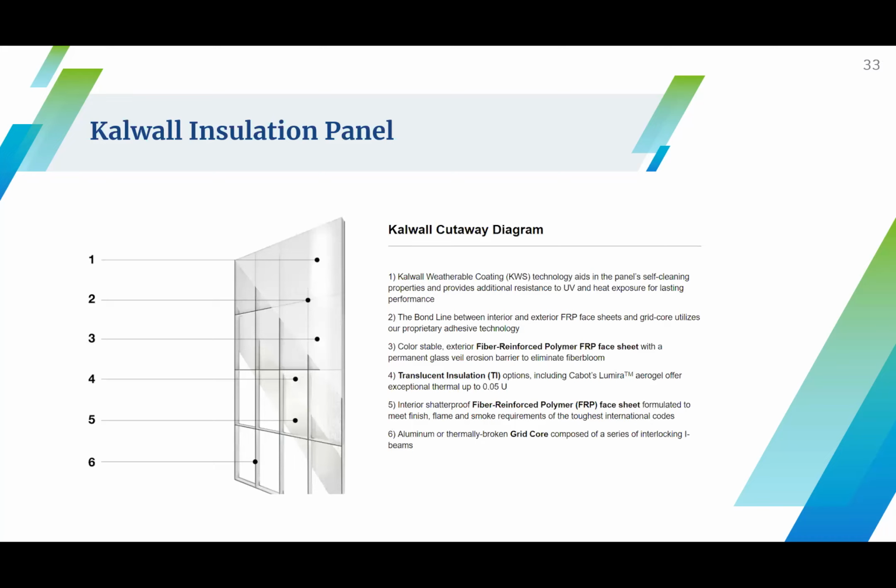Okay, so here's the diagram of the insulation panel used by Kalwall. The fourth layer has the translucent insulation of granular silica aerogel, and it has a thermal insulation of up to 0.05 U value.